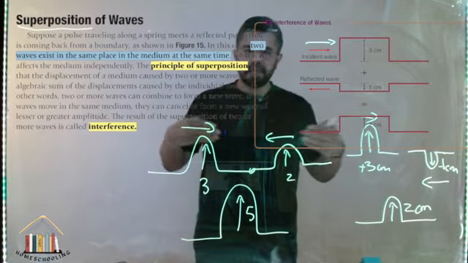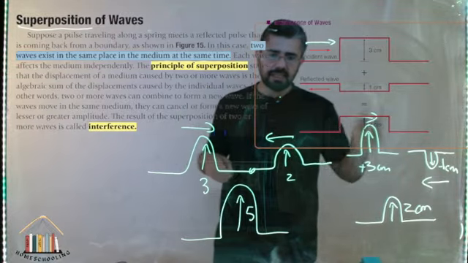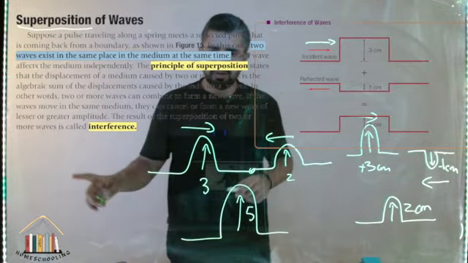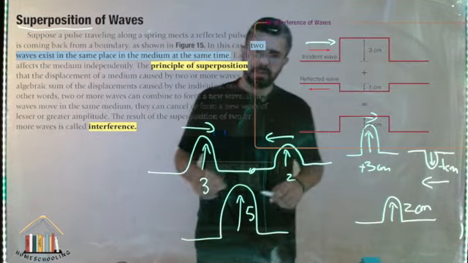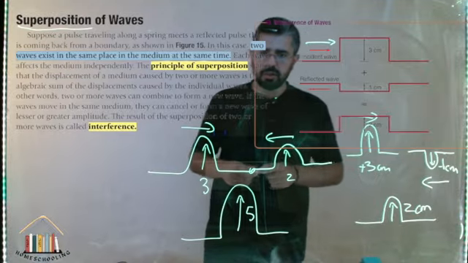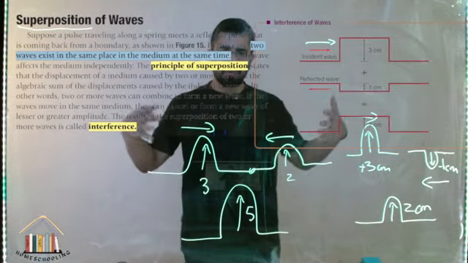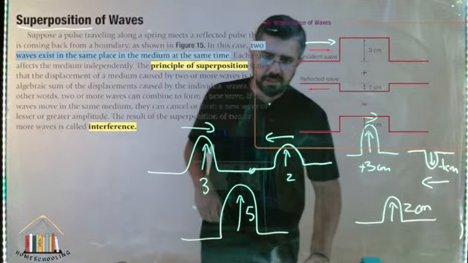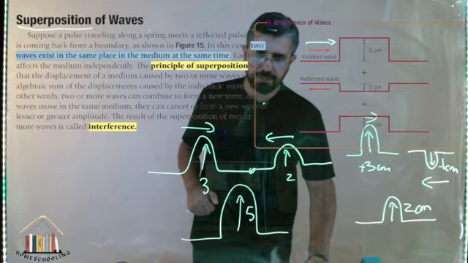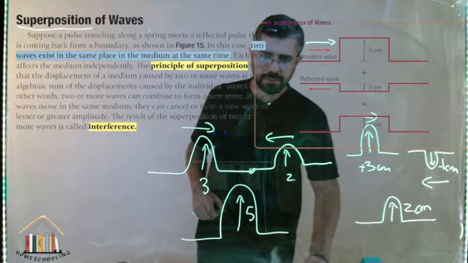Two waves meet in the same place and at the same time, and that's the definition of interference. It's a famous word that we'll be using from now on. Interference means when two or more waves come across each other simultaneously at the same time.